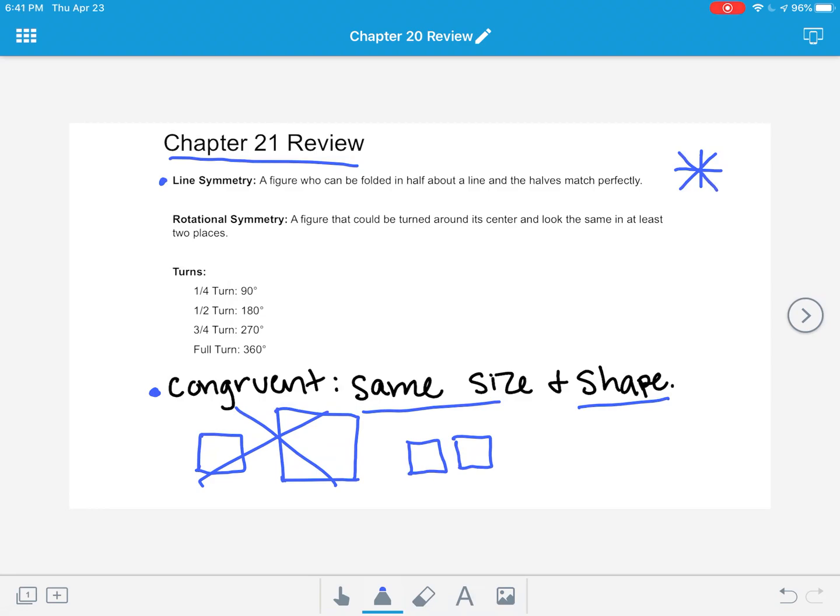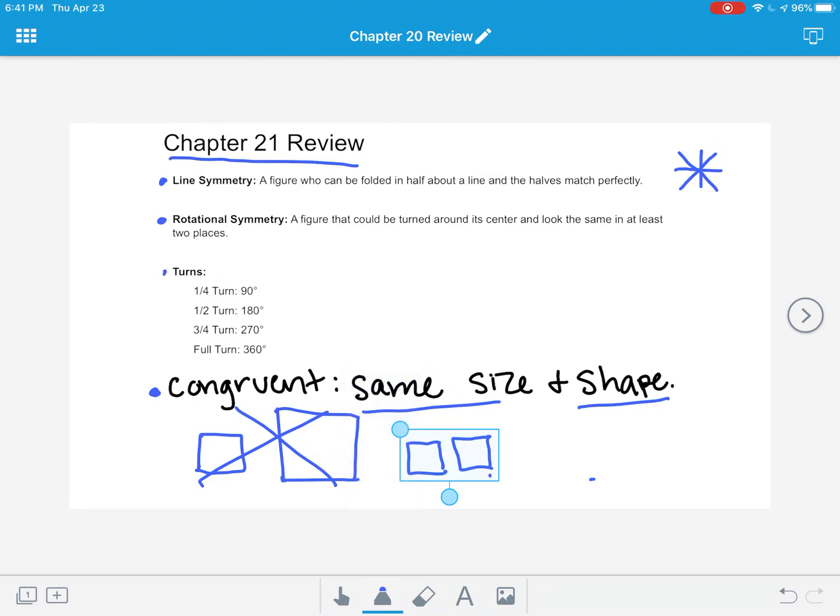Next vocabulary word that we talked about was rotational symmetry. Rotational symmetry is when a figure is turned around its center and it can look the same in at least two places. For example, let me pick up one of these squares here, or both of the squares. As I turn the squares, they can look the same when I turn them in 90-degree increments. Squares have rotational symmetry. So do circles. Lots of other shapes have rotational symmetry. For those, that means that they have to be turned around their center.